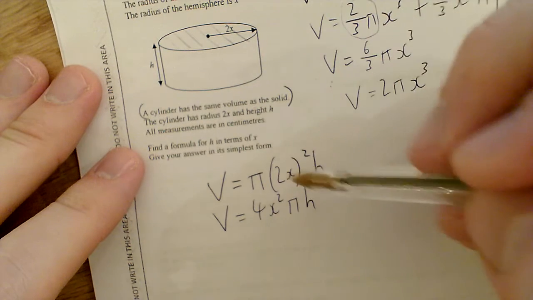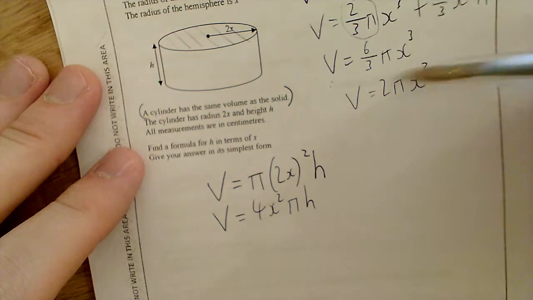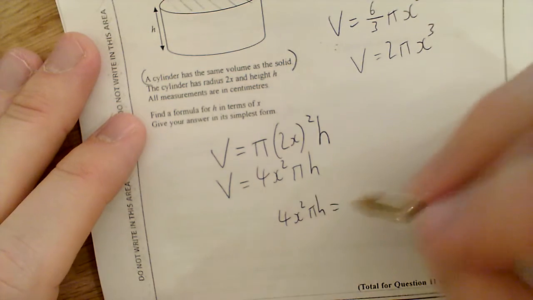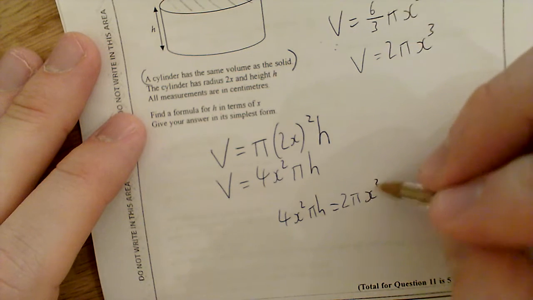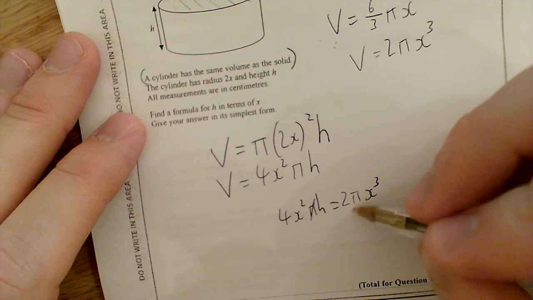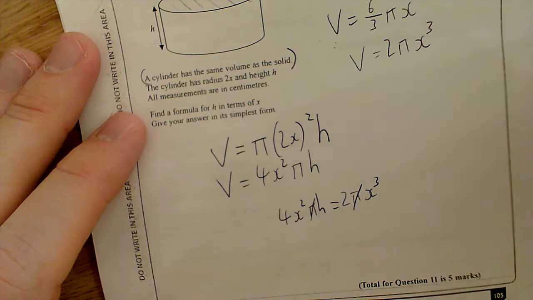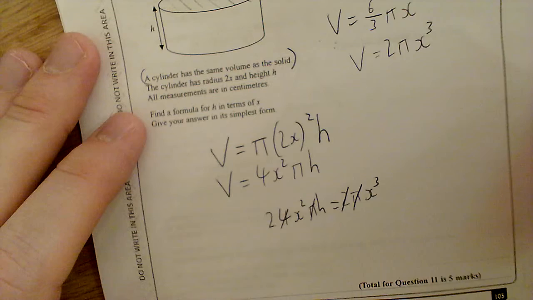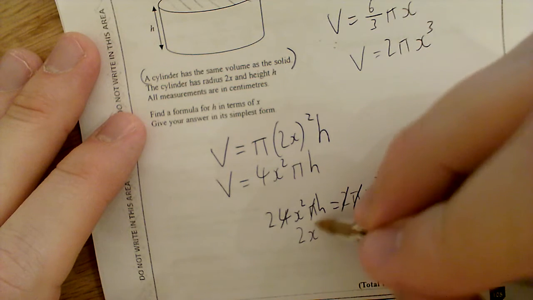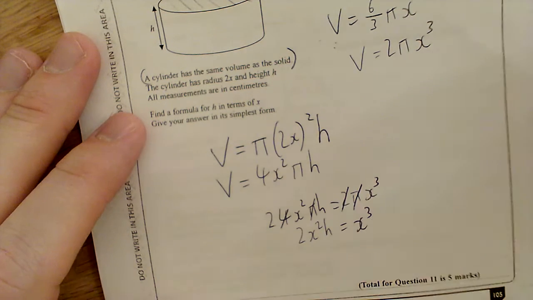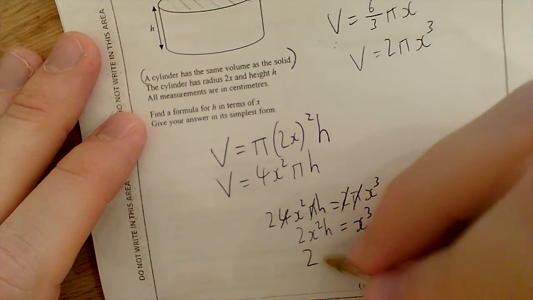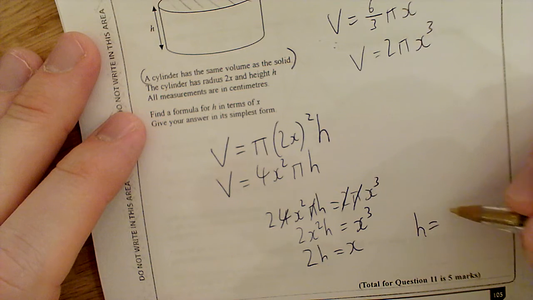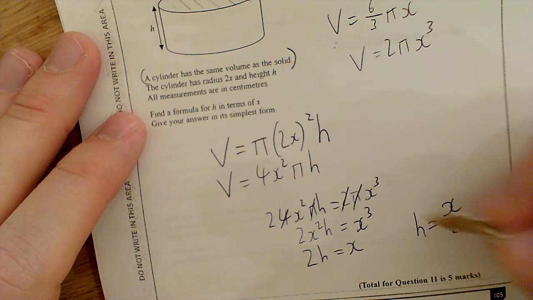Now, the cylinder has the same volume as the solid. So even before you read anything else through, we're going to have to set these two volumes equal to each other. So I've got 4x squared pi h is equal to 2 pi x cubed. I'm going to immediately divide both sides by pi to get rid of them. And I'm going to immediately divide both sides by 2, so that goes and that becomes a 2. So I'm left with 2x squared h equals x cubed. Well, let's divide both sides by x squared, so that disappears and this just becomes an x. And then if I divide both sides by 2, I get h is equal to x over 2.